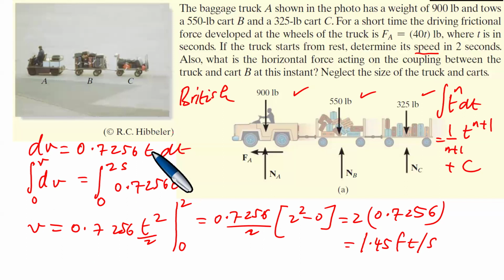But what was the question? I said, just to make sure we've answered it. If the truck starts from rest, determine its speed in 2 seconds. Also, what is the horizontal force acting on the coupling between the truck and cart B? Here is the truck, and there is the trailer that the truck is dragging. What is the horizontal force acting on the coupling between the two? At this instant, neglect the size of the truck and the carts.